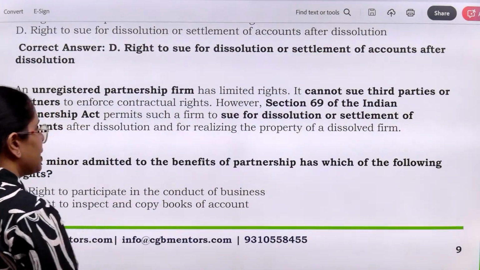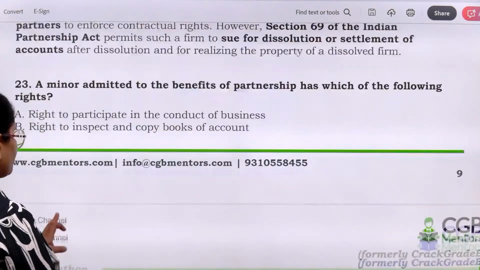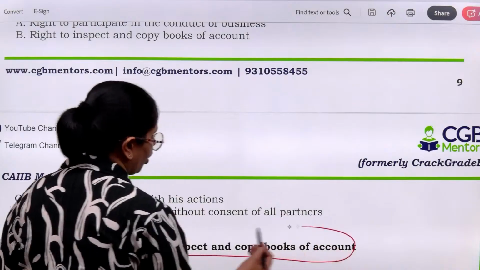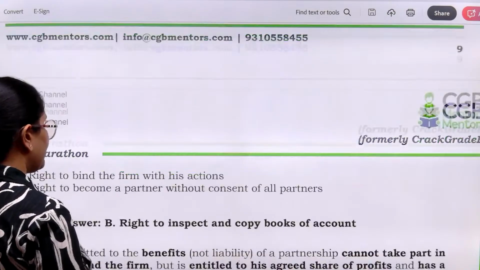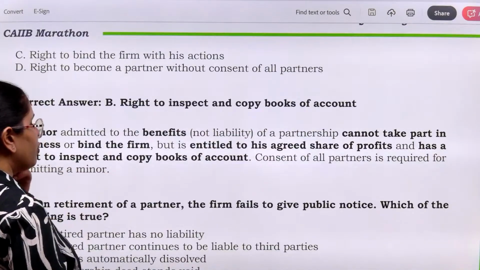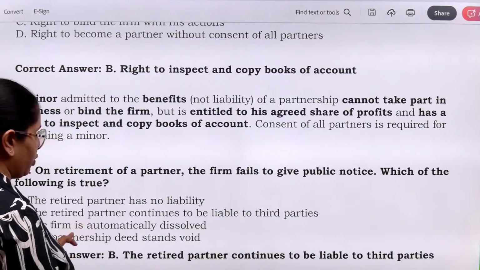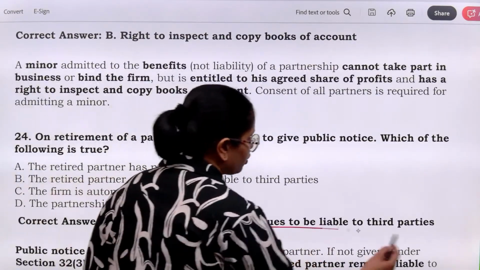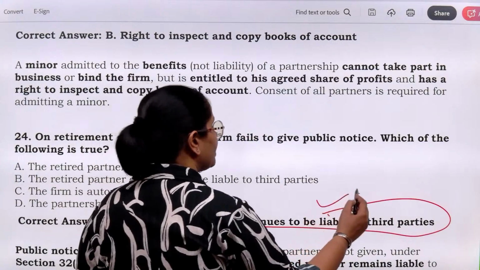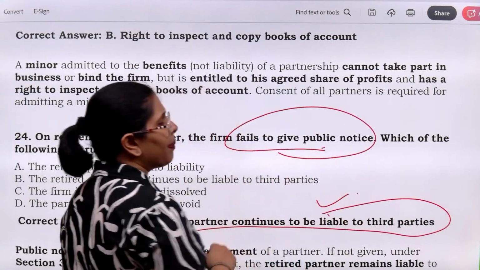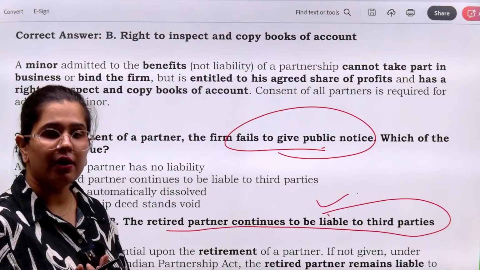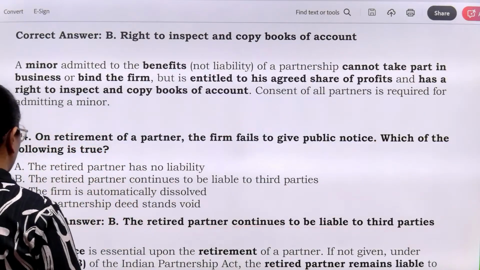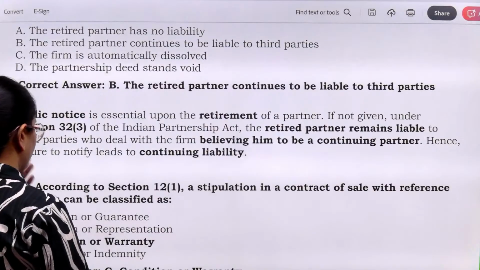A minor who is admitted to the benefits of partnership has which of the following rights? क्या rights होते हैं minor के पास? So, he has the right to inspect and copy books of accounts. He can see that. On retirement of a partner, the firm fails to give public notice. Now, which of the following is true? The retired partner will continue to be liable to the third parties. Why? Because third parties did not know that the partner has ceased to be a partner in the partnership firm, right? So, if you have failed to give the public notice, that is the liability that you will be having.